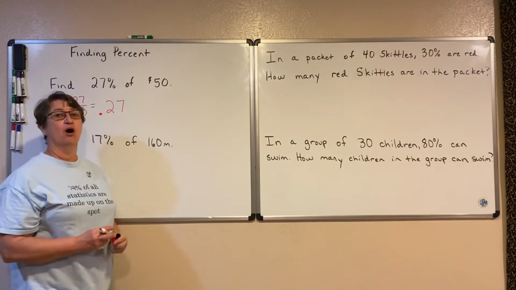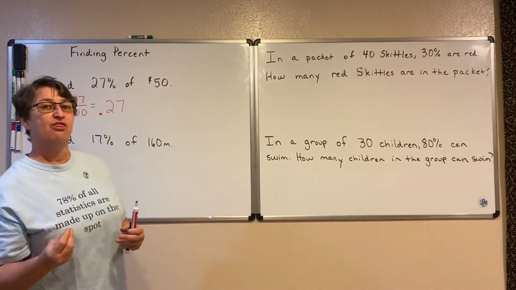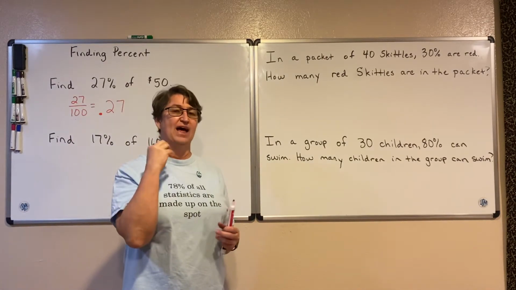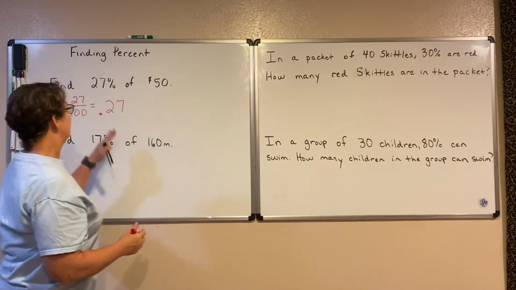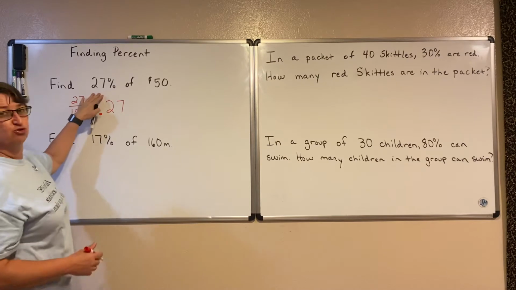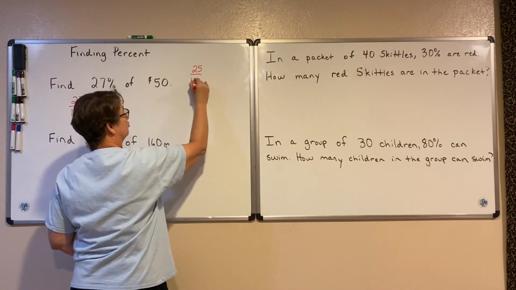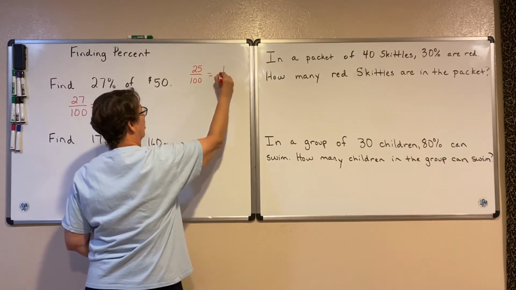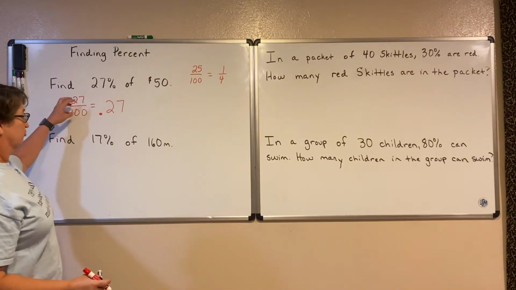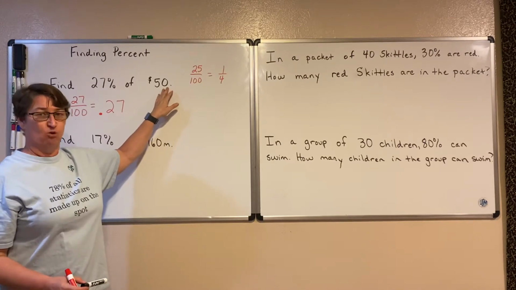Now, I'd like to also in this video show you how to begin to approximate, how to begin to think about your answer so that at the end you can go, is that reasonable? Does that answer make sense here? And if we think about this 27% or 27 out of 100, it's really close to 25%. And we've seen in other videos that 25% is equal to 1/4. So since that's really close to 1/4 or 25%, I can take this 50 and just divide it by 4.